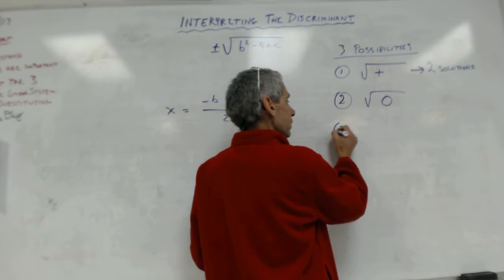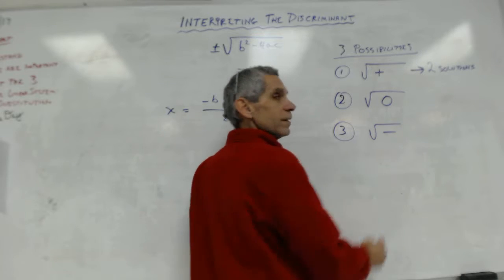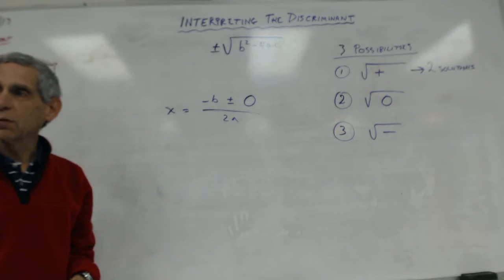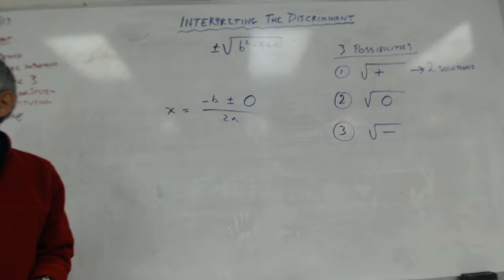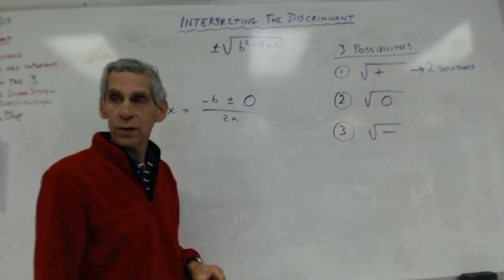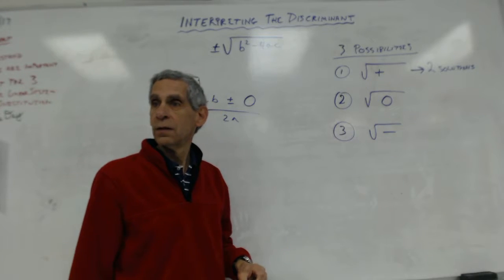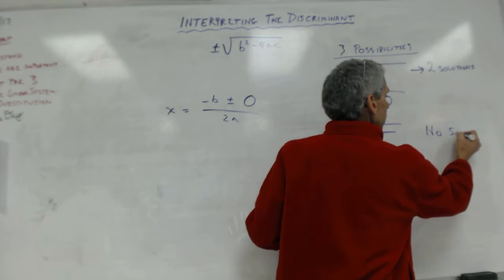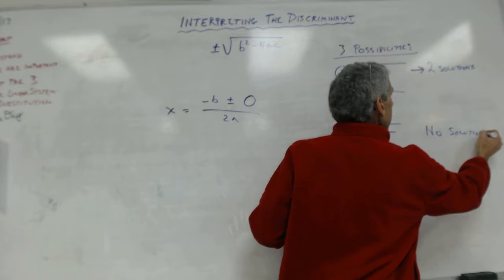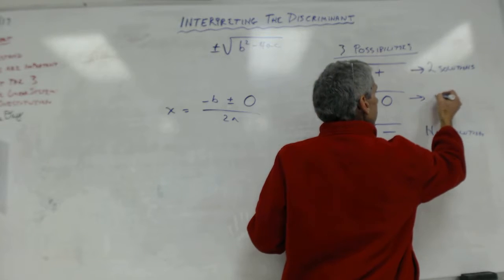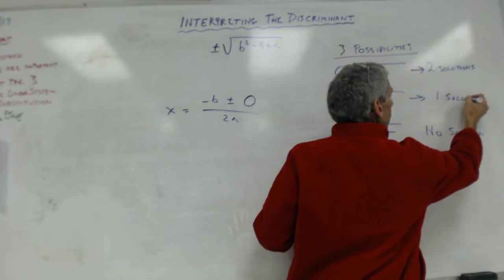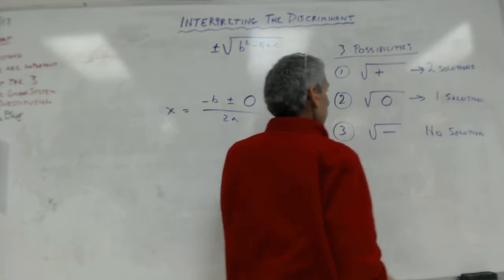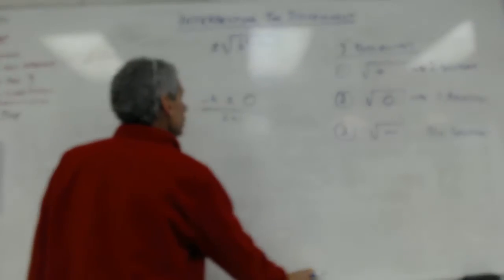The third possibility is that the discriminant is negative. So what would that mean? A negative number under the square root sign. Math error. No solution. Absolutely no solution. Math error is more fun to say, but no solution is better. So when the discriminant is negative, there are no real solutions.